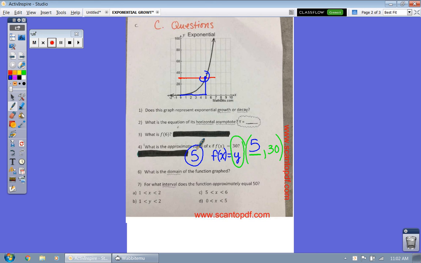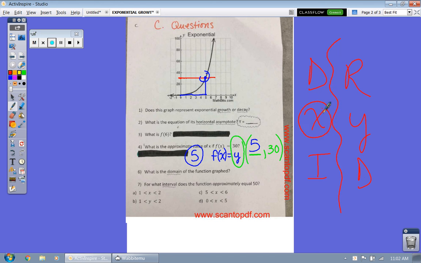Number 6, what is the domain? Now if you go back to Dr. XYID, these bells are killing me. All right, let's go back. Dr. XYID. They're talking about domain. We're looking at the x values this time.